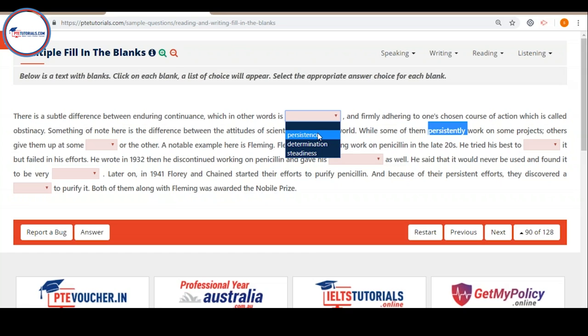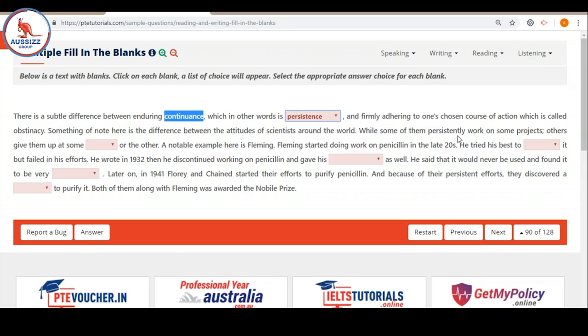Then comes work on some projects. Others give them up at some dash or the other. Here, there is no need to choose the word period, at some step even. It should be only and only stage. That goes with the meaning of this line, at some stage or the other.